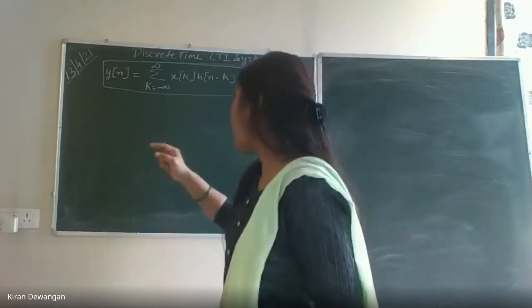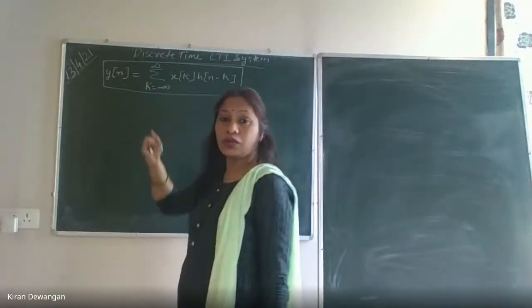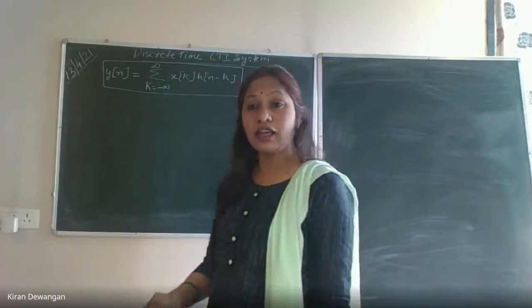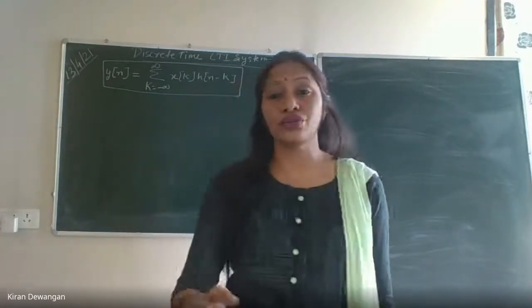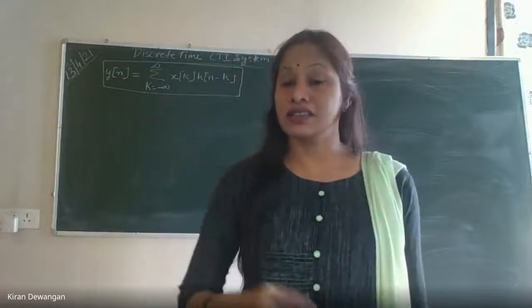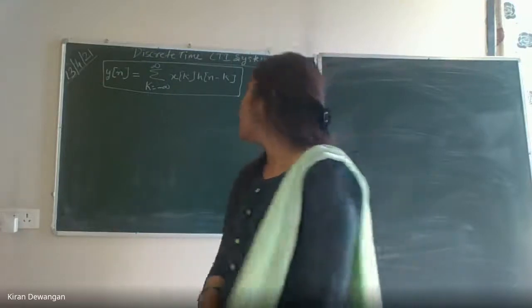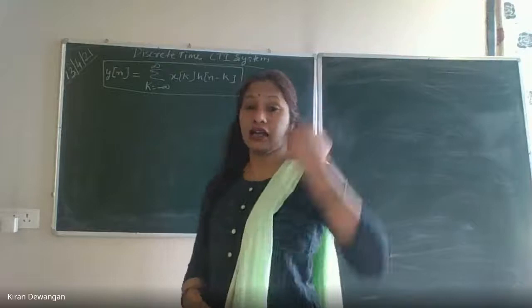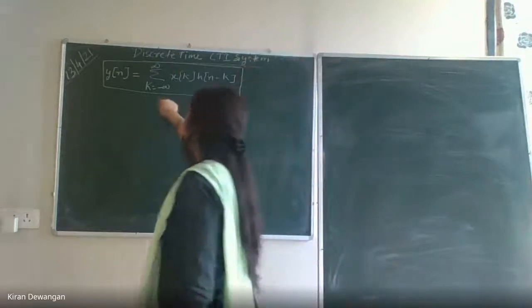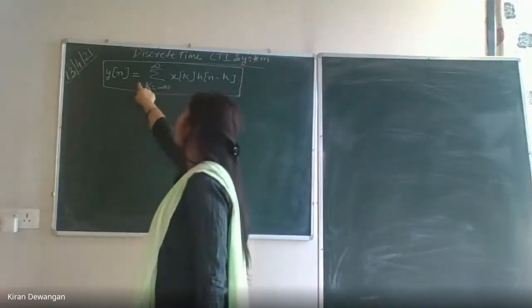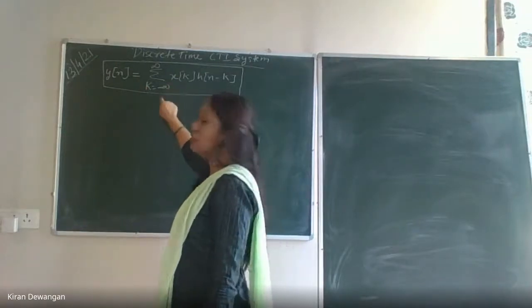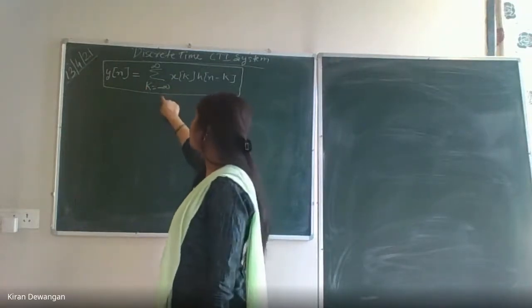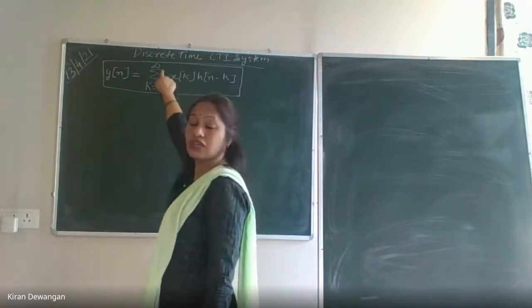Now we have another variable, as we know that we need to take another variable. Another variable, meaning earlier in continuous time we used to take tau as the other variable. Here we will be taking k as another variable. So the formula will be written as y of n equals summation. Instead of integration, we'll take summation, from k equals minus infinity to infinity.